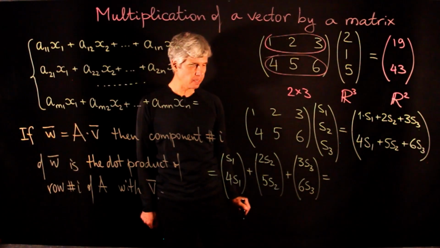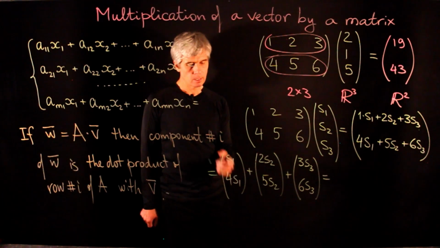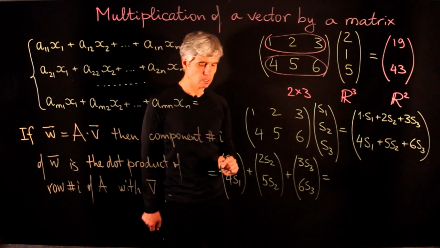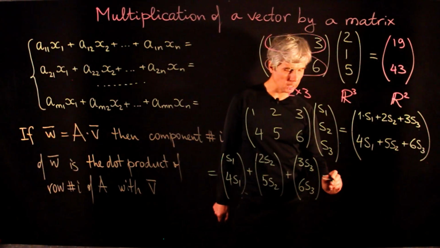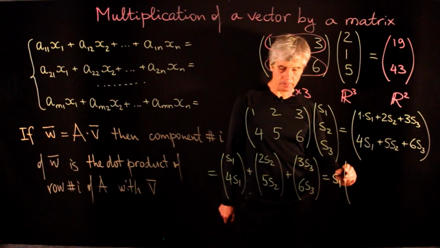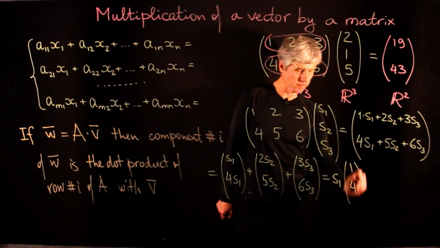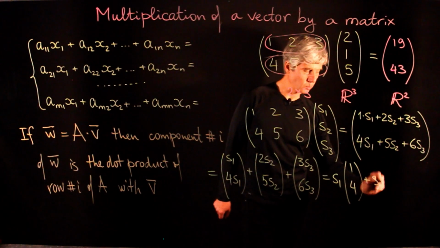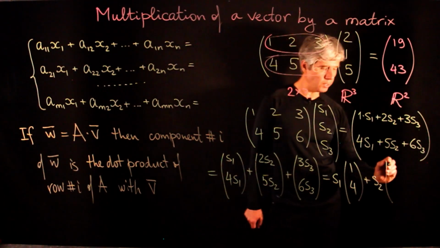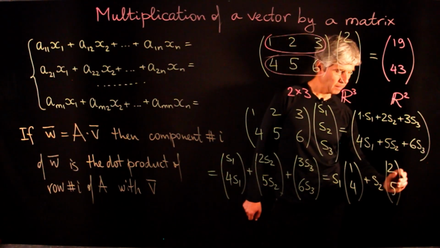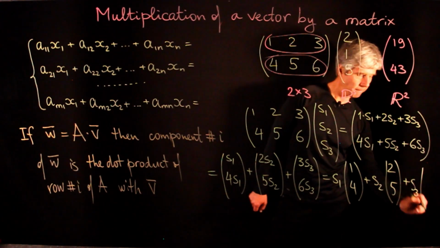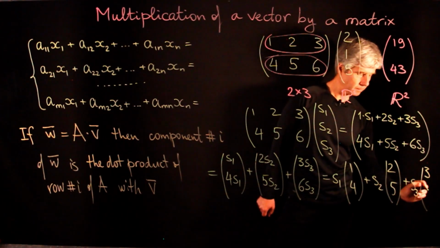And finally, I'm going to pull out the S coefficient in front. So this is going to be S1 times (1, 4) plus S2 times (2, 5) plus S3 times (3, 6).